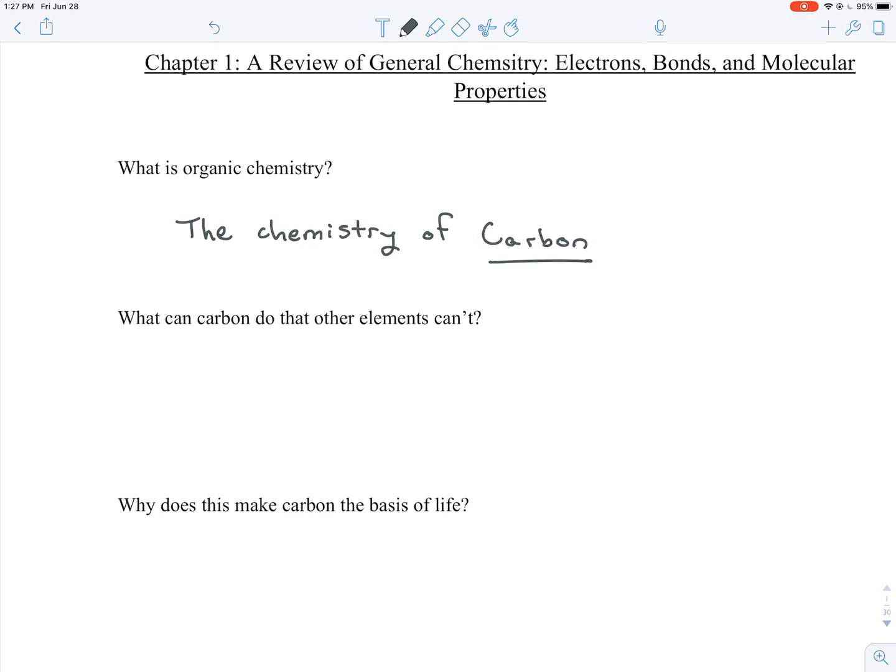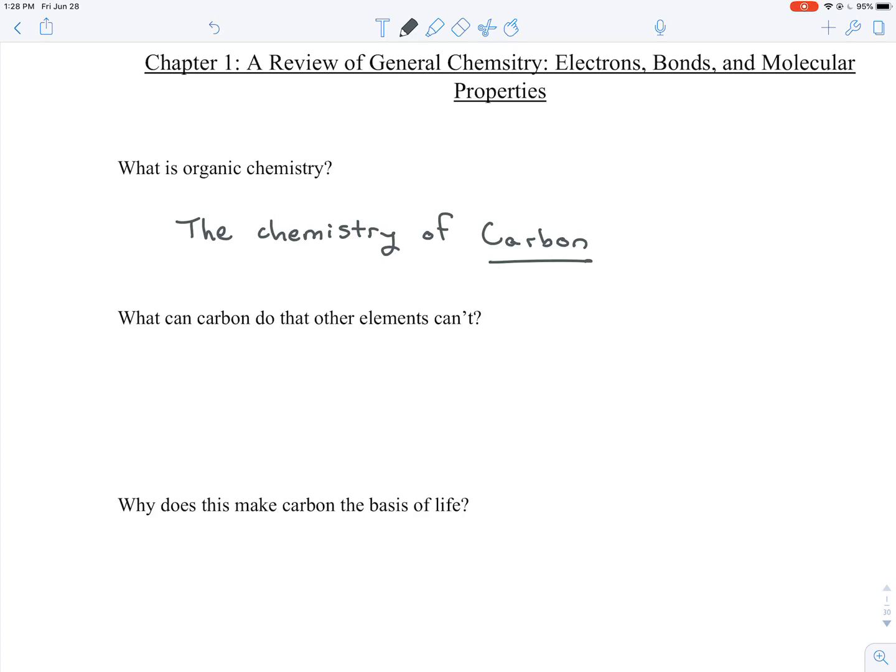Is there just a lot of carbon in the world? Not really. 79% of the air you're breathing is nitrogen, 19% of it is oxygen. So it's not a lot of carbon in the air. How about in the ground? The ground is mostly sand, which is silicon and oxygen, silicon dioxide. So there isn't a lot of carbon on the world. So why are we focusing on carbon?